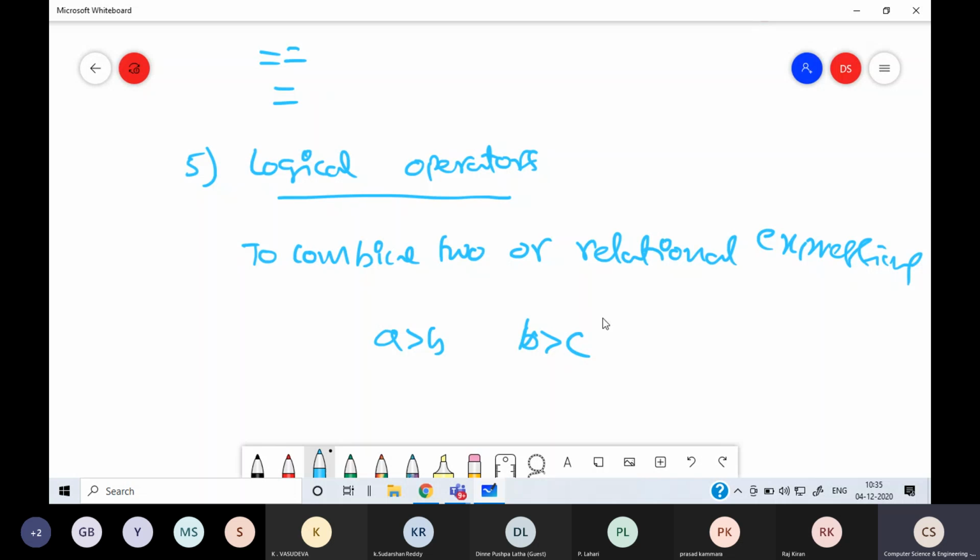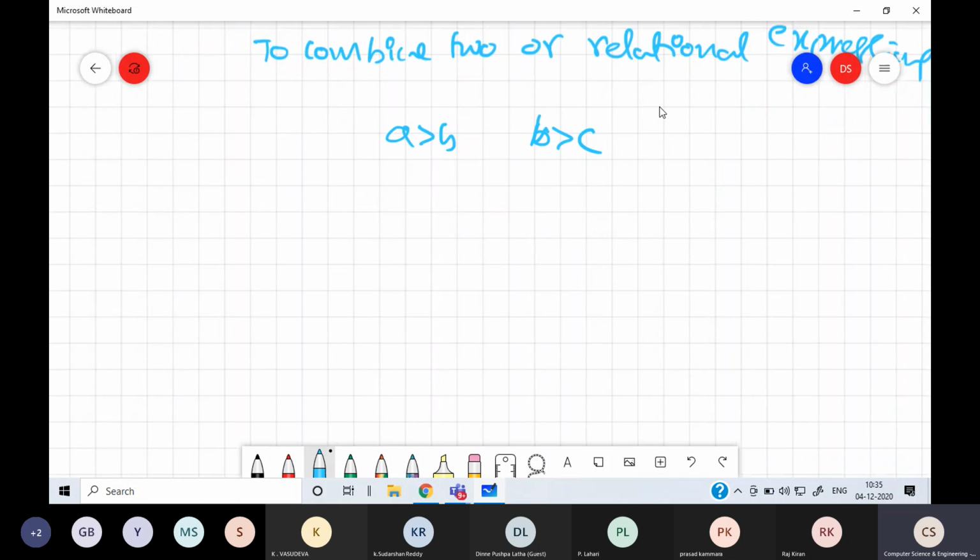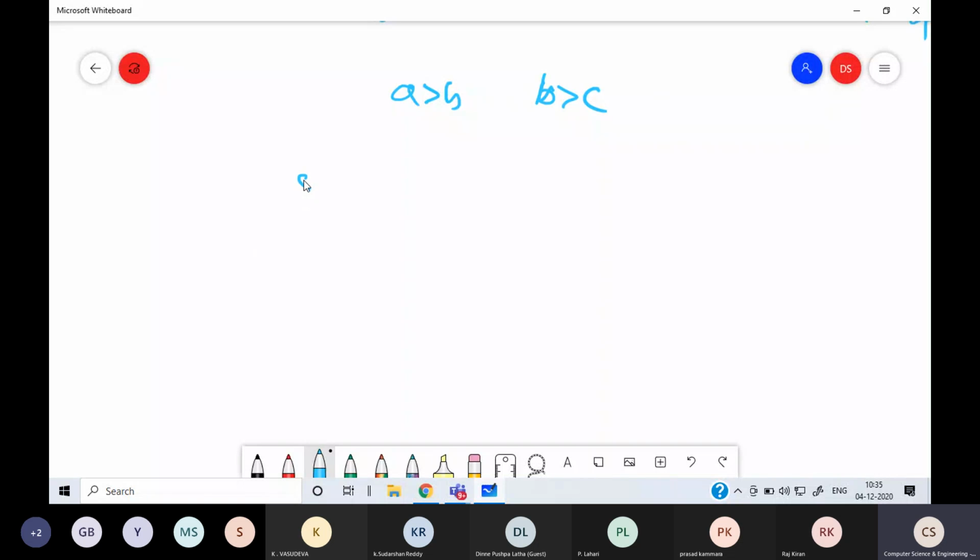So logical operators are used to combine two or more relational expressions, and there are actually three kinds of operators. One is the ampersand symbol. You have to use two ampersand symbols without any gap. That is important. This is called logical and. If you use a single ampersand, the meaning changes. Then this pipe symbol, two pipe symbols, it is there on the keyboard above enter actually. This is logical OR.